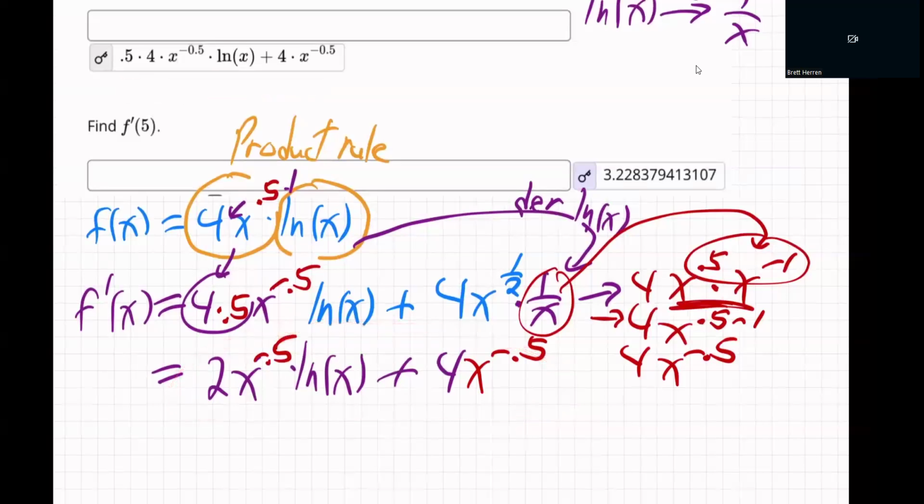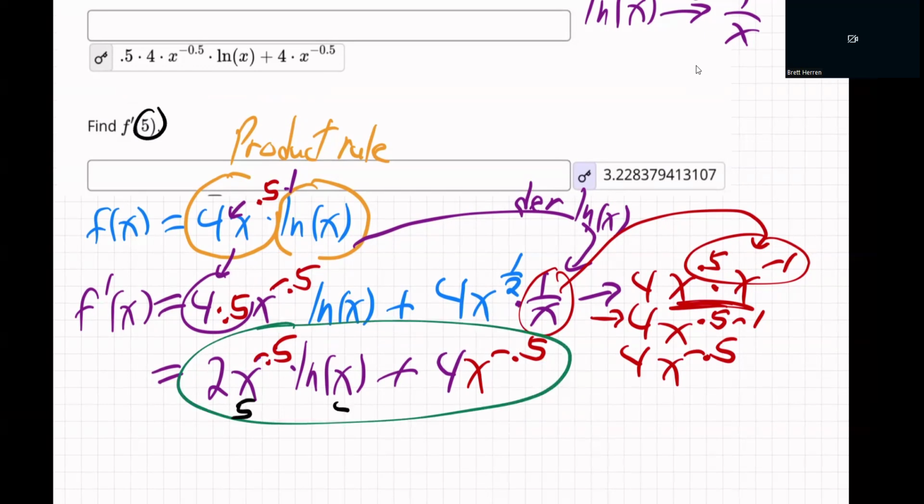And then the second thing they want you to do is plug in. So here's our first answer, and the last thing they said is now just plug in a 5. So put in a 5 there, a 5 there, a 5 there, and hit the buttons on the Desmos calculator, and you'll get that answer. And so there we go.